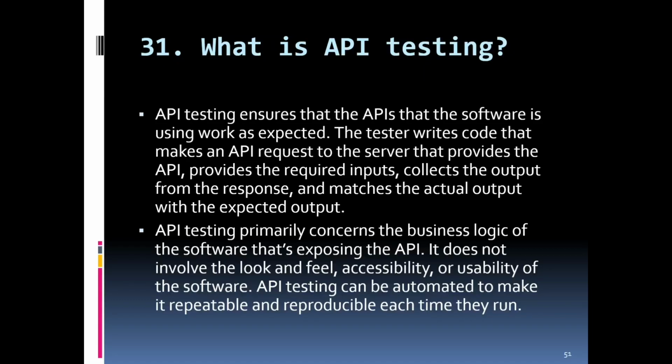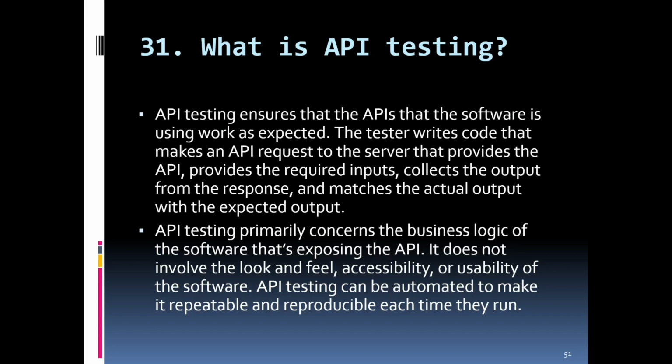So here's the fourth part of this video, with the question: what is API testing? API testing ensures that the API that the software is using works as expected. The tester writes code that makes the API request to the server that provides the API, provides the required inputs, collects the outputs from the response, and matches the actual output with the expected output.